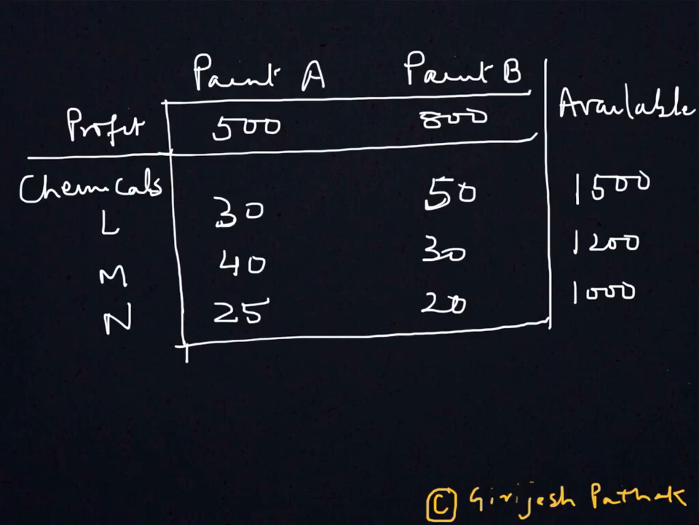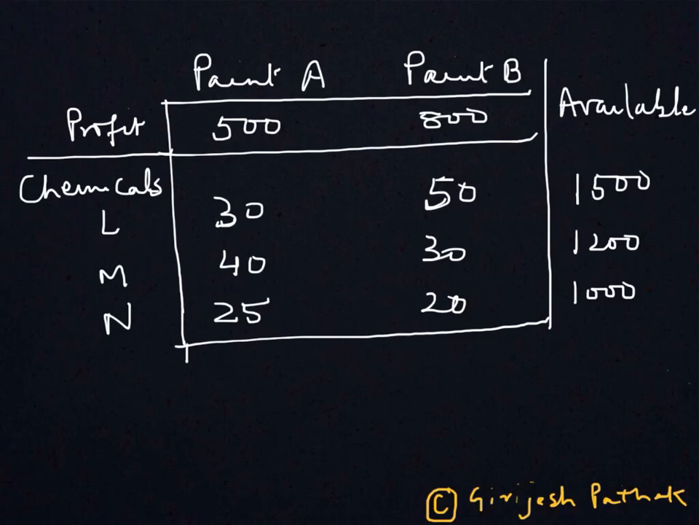These paints require different chemicals like chemical L, M and N, and the requirements of these chemicals in these paints are given. Paint A per liter requires chemical L in 30 units, chemical M in 40 units and chemical N in 25 units. Similarly, paint B per liter requires chemical L in 50 units, chemical M in 30 units and chemical N in 20 units.